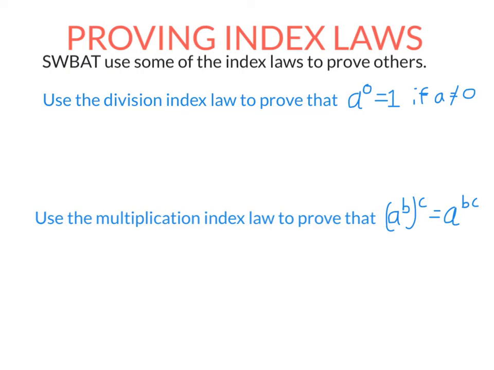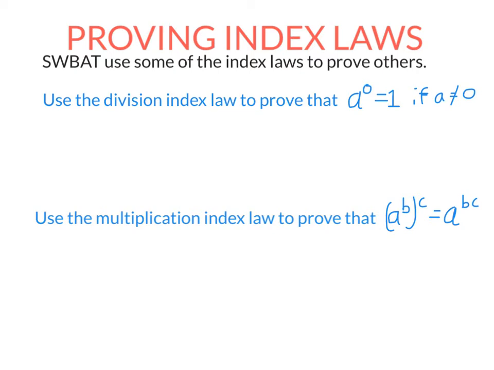Thank you so much for tuning into this video in which we will look at using some index laws to prove others. So let's look at this question here. We're going to use the division index law to prove that anything not 0 to the power of 0 is equal to 1. So when we're asked to prove something, we can't just give an example with numbers, because that would show that it only works for that example. We can't just let A be 2. We have to use some algebra here.